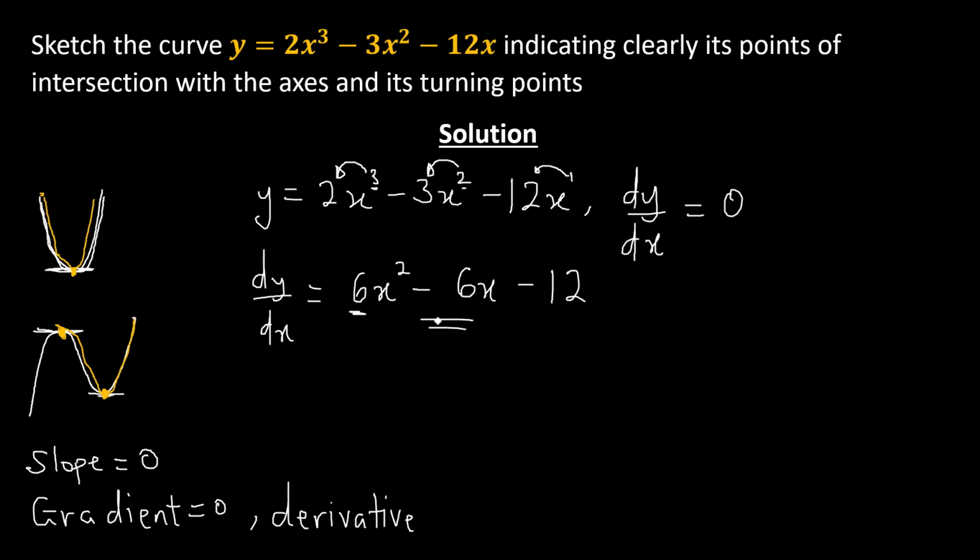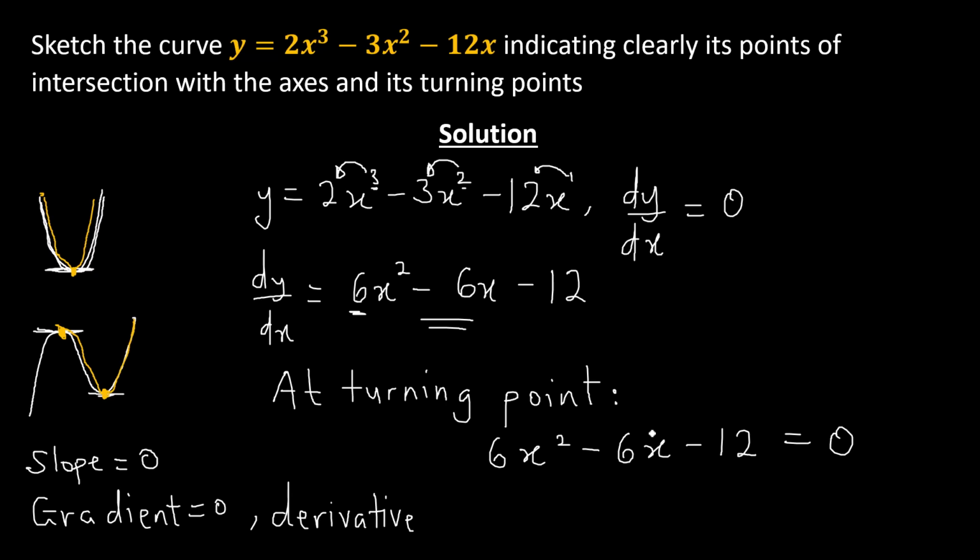And the first derivative is also the same as the slope or the gradient. Now, what did we say about finding the turning point of the curve? At the turning point, we said dy/dx is equal to 0. So at the turning point, 6x squared minus 6x minus 12 is equal to 0.